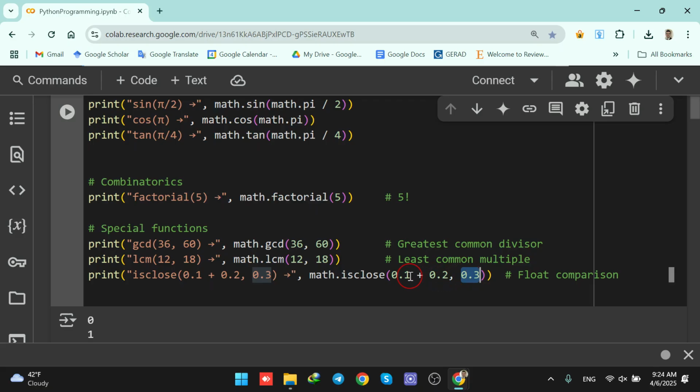So we are going to see here we are having 0.1 plus 0.2, and on the right side we are having 0.3. Are they equal? Yes, so the answer is True. This is going to happen using the isclose function.